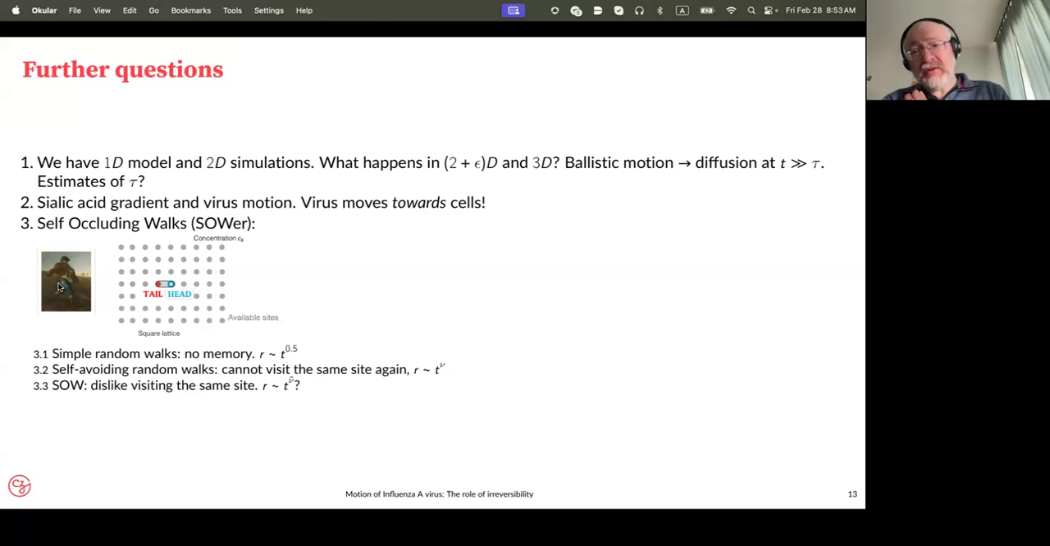And the question is, what do we know about the long-term asymptotics of self-occluding walks? What do we know about this situation? Obviously, in 3D, it would probably be like random walks, because you don't return very often to this place. But what happens in 2D? And how do the statistics of these walks work? It's very interesting because it will give you some estimate for virus motion and for the time the virus needs.